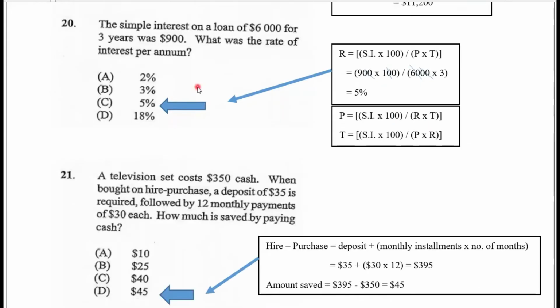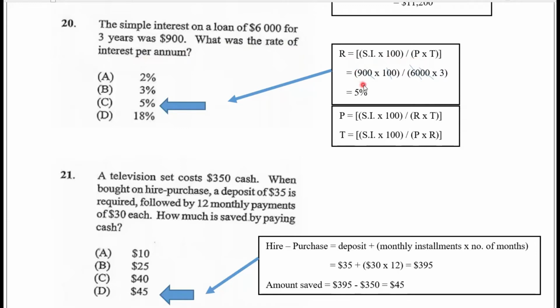Number 20. Simple interest on a loan is $900 for 3 years on 6,000. What was the rate of interest per annum? Now, let's be real. Everybody could quote the simple interest formula, but what they're asking for is rate of interest. The formula where rate of interest is the subject is simple interest by 100 over principal by time.